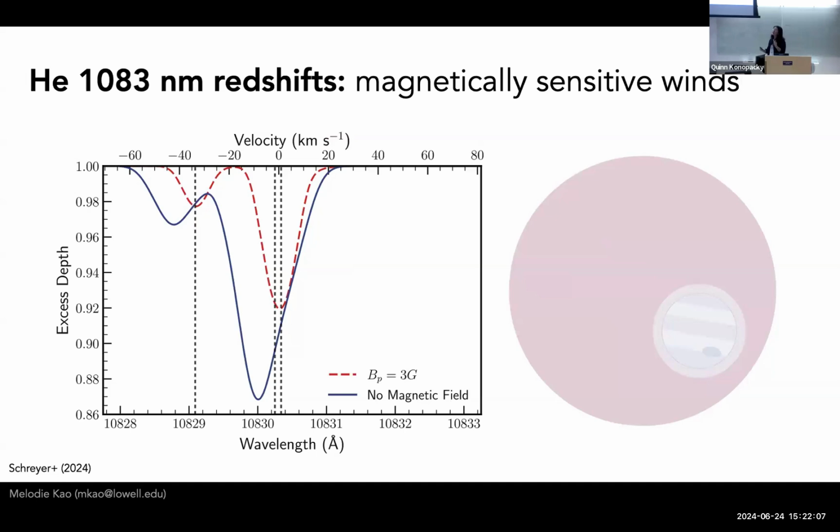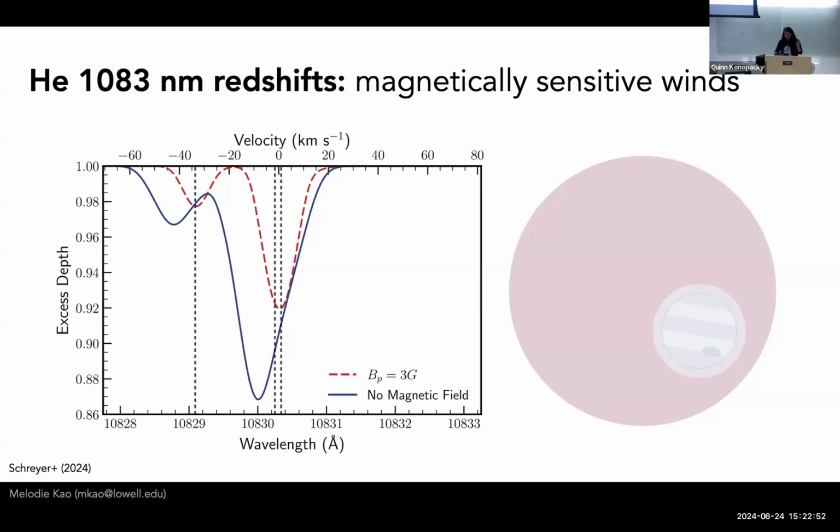An independent test of her methods might come from Ethan Schreier, who has been looking at how helium-1083 nanometer absorption can trace magnetic fields, and in particular, the redshifts in this line. Again, you can imagine if you have a strongly magnetized planet, then that magnetic field might contain some of the ionized outflow from a hot Jupiter, and so you'll get less redshift. And then if it's weakly magnetized, as is the case for the blue, then you would get more redshift.